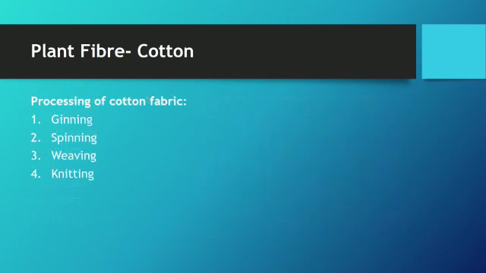Process of cotton fabric. So from fiber, how are we getting the cotton fabric? There are four steps. First is ginning, then spinning, and either weaving or knitting.